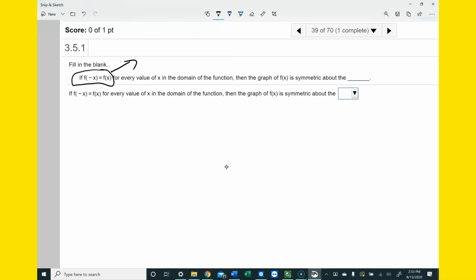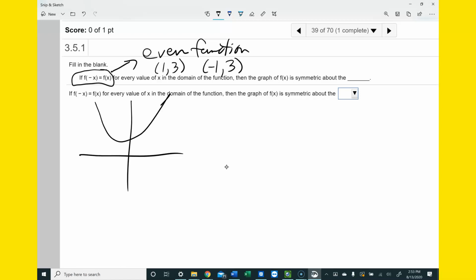If f of negative x equals f of x, that's the algebraic definition, sorry, of an even function. So that means that if you plug in 1 and get 3, then if you plug in negative 1, you would also get 3. So that's what this is saying. If you plug in negative x, you get the exact same answer as when you plug in positive x. And that is an even function. And remember that even functions all have a certain kind of symmetry. They're all symmetrical about the y-axis.